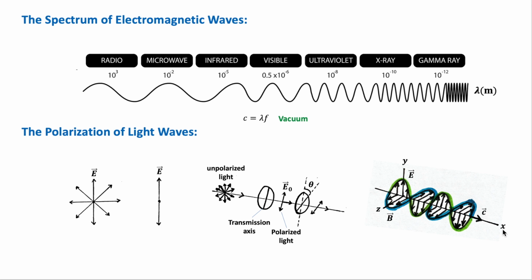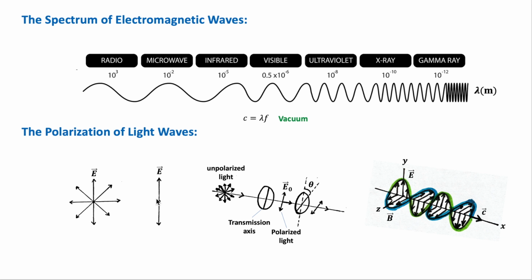A linearly polarized wave like this can be obtained from an unpolarized wave, as in this setting here, by removing from the unpolarized wave all of the electric field vector components except one that lies in a certain single plane, that is parallel to a characteristic direction known as the polarization direction. Okay?